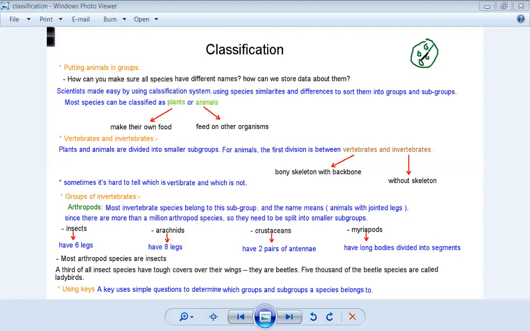It has this wing, and this is the head, and it has legs here. What's this? Ladybug. This belongs to the beetle subgroup. Five thousand beetle species are called ladybirds. Why do we call them birds? Because they can fly. These beetles can fly.